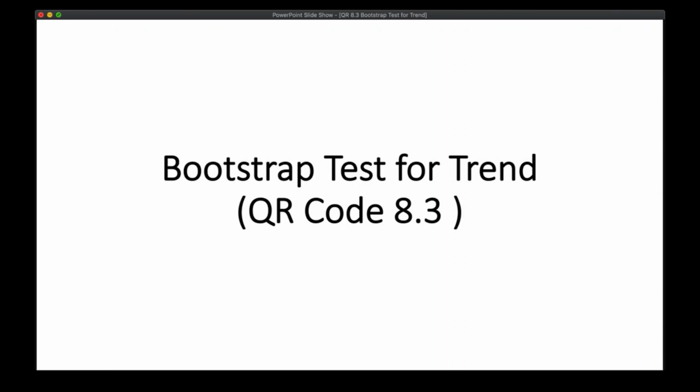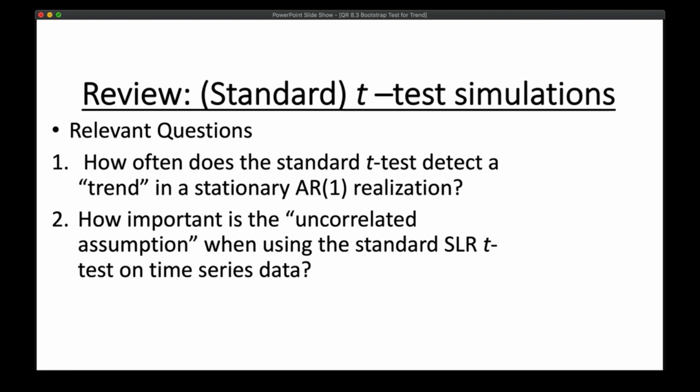So this again is QR code 8.3 in chapter 8 still, and this is called the Bootstrap test for trend. And that's what we're going to learn about here. Let's review really quickly. Speaking of that previous video, a good way to warm up here and get ourselves prepared for the bootstrap test is to look and see what's already happened.